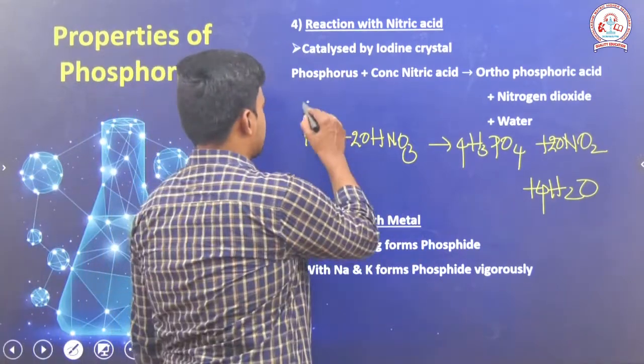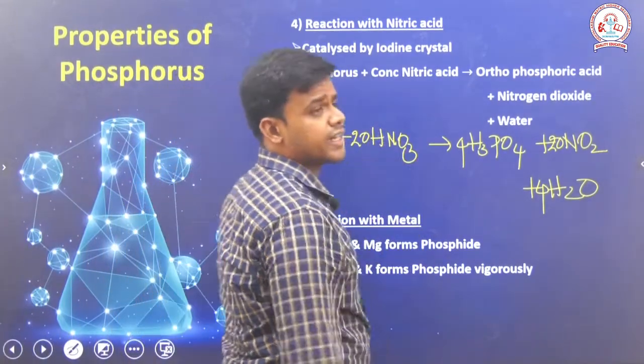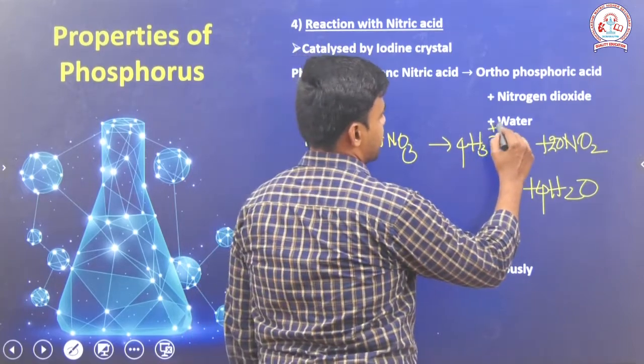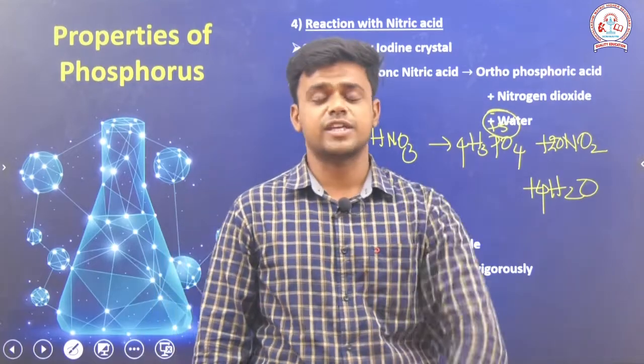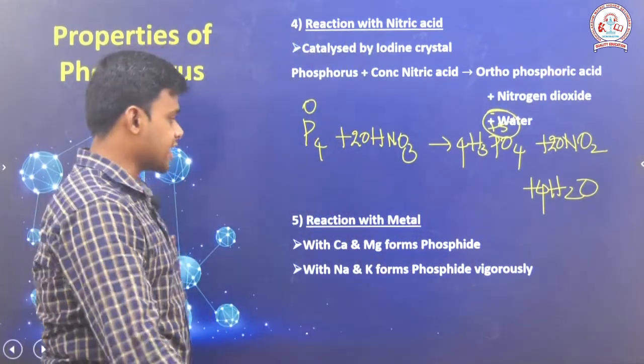So here the oxidation state of phosphorus is 0. Here if you look into it, the oxidation state of phosphorus is plus 5. So it clearly shows that when phosphorus gets oxidized, it must be a reducing agent. So that's it. Then reaction with a metal.